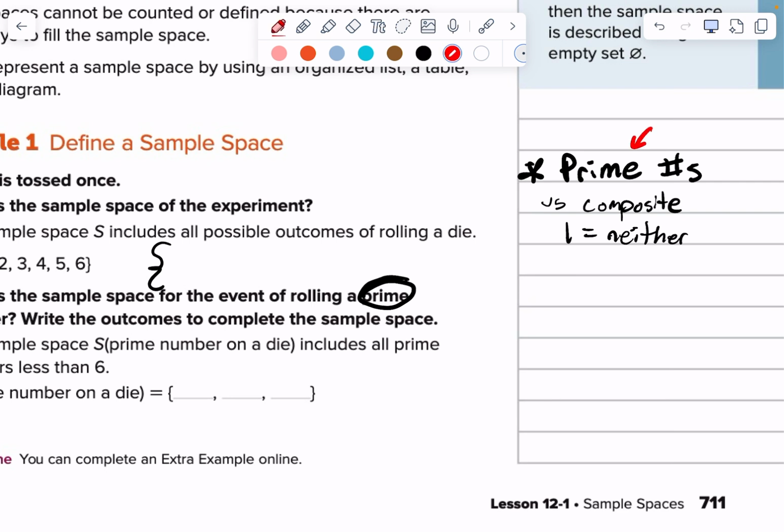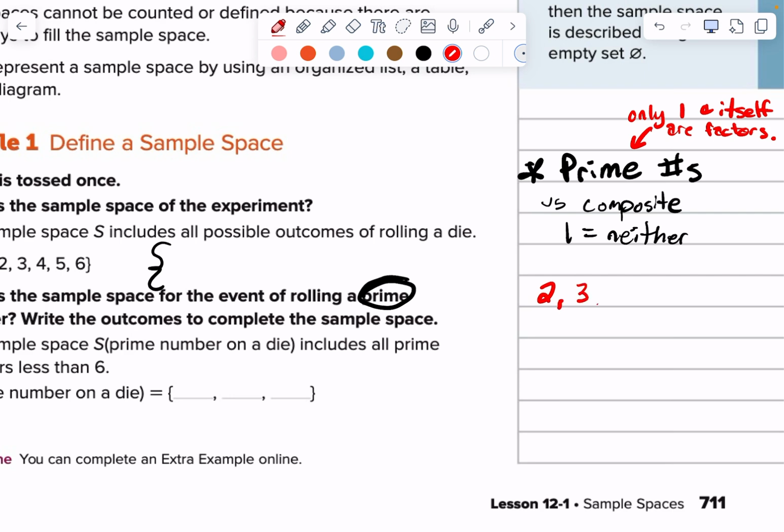So, prime. What makes it a prime number? If only 1 and itself go into it. Like 1 and 17, 1 and 30, no, not 30. Yep. Only 1 and itself goes into it. The only even prime number is 2, because only 2 and 1 go into 2, right?